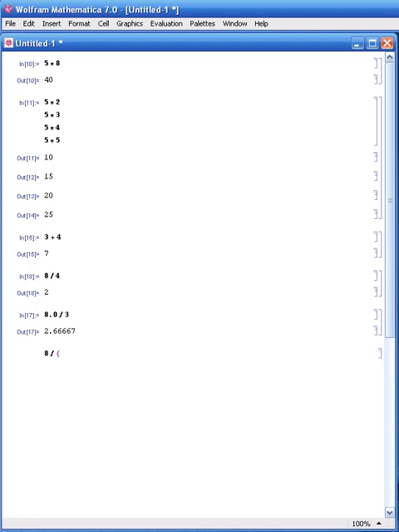So we put the parentheses, 4 plus 3, close the parentheses and Shift Enter. Of course that's in fractional form. To put it in decimal form, I just change one of the numbers to a decimal, and that gives me the decimal answer. So that's basic arithmetic in Mathematica.